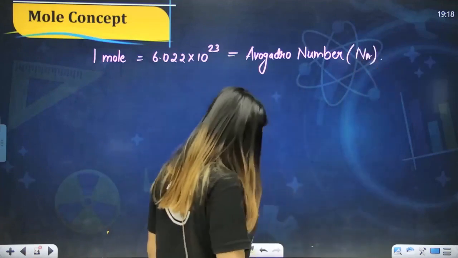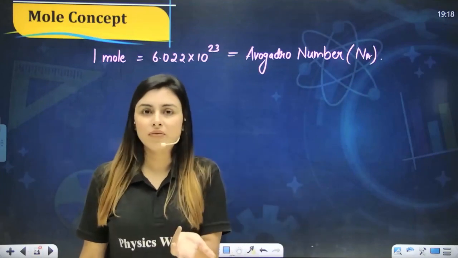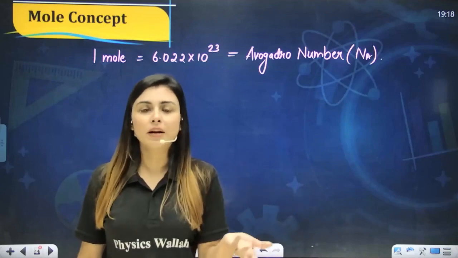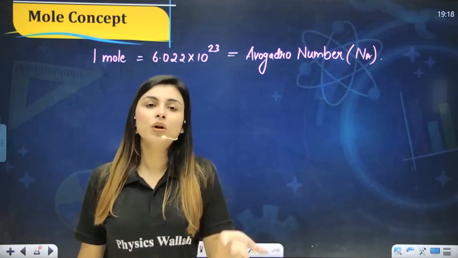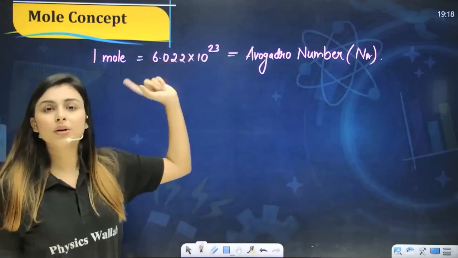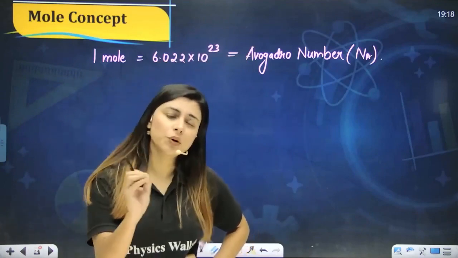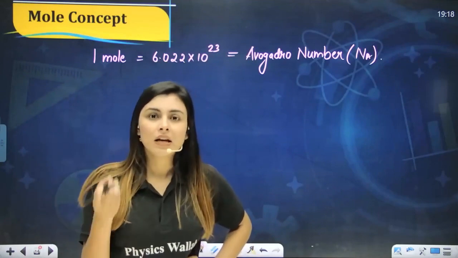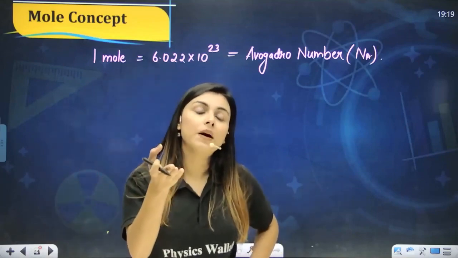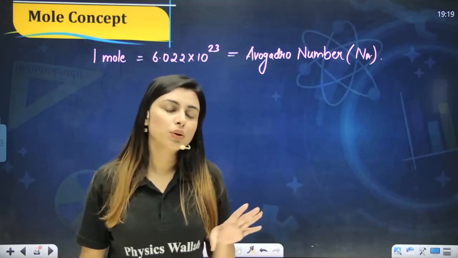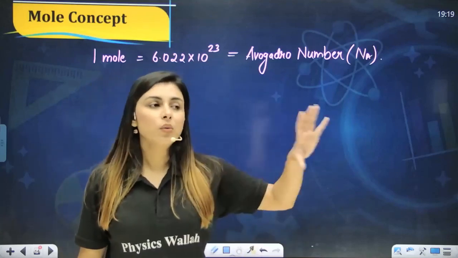Now, imagine when I talk to you about one dozen, what do you understand? One dozen means 12. One dozen banana means 12 bananas. One dozen apple means 12 apples, right? Similarly, if I tell you one mole apple, you will be like 6.022 into 10 raised to the power 23 apples. If I say one mole bananas, you will be like 6.022 into 10 raised to the power 23 bananas. If I say one Avogadro number of apples, that also means 6.022 into 10 raised to the power 23 apples, right? So this is how you're going to study whenever one mole is given to you.